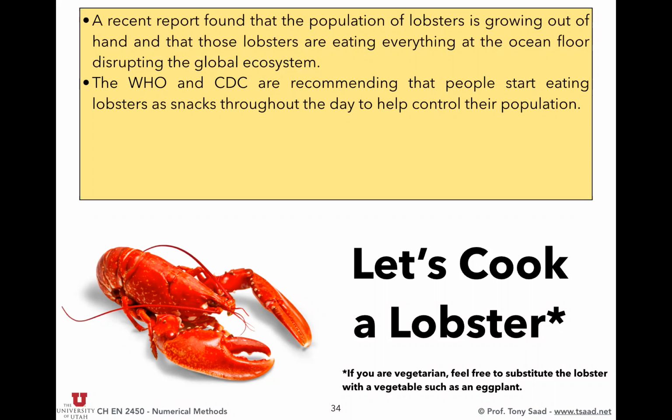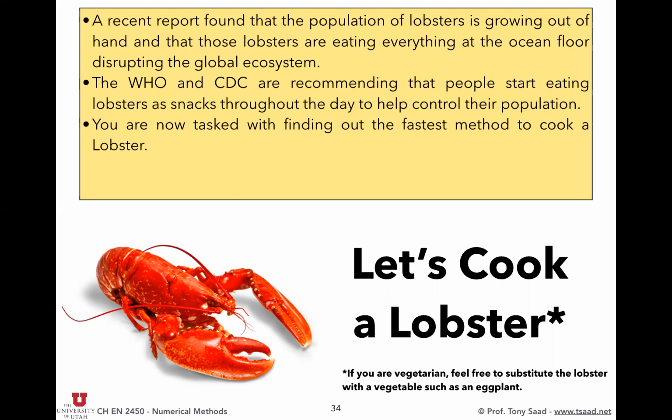Anyway, so the WHO and CDC are recommending that people start eating lobsters as snacks, like a mid-morning snack or afternoon snack, to help control the population of lobsters. And actually, that's not surprising. I heard a story on NPR the other day about wild mustangs. Apparently, they're growing unboundedly, and now the National Guard or some military people are going and trying to hunt them down because their population is growing unboundedly. So it's not unheard of for a government or an agency to recommend actually consuming more of a certain population. Anyway, that's not our concern here. The problem is, we have to deal with these poor lobsters.